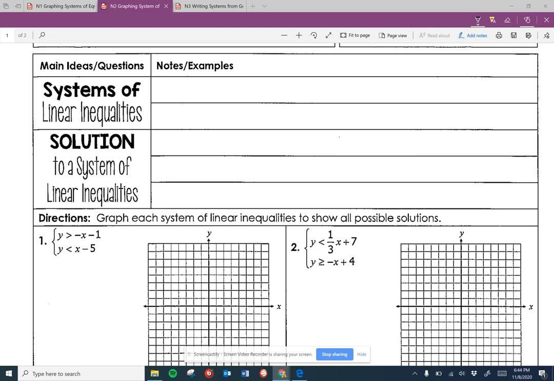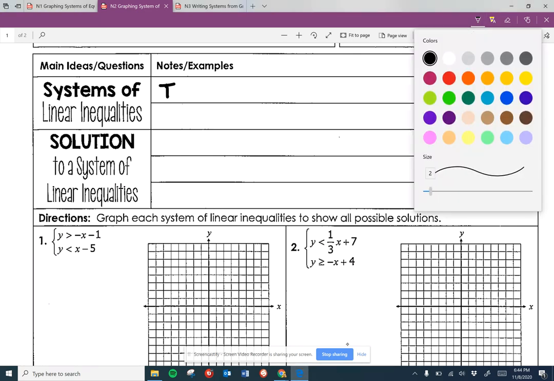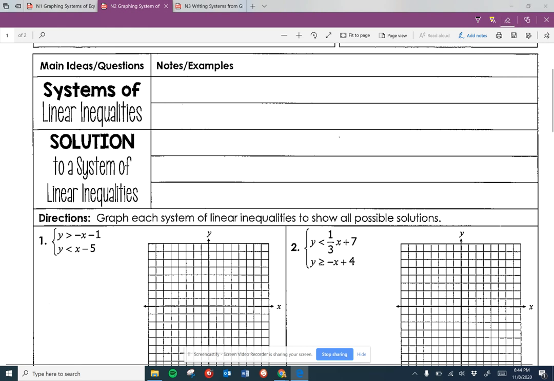Today we're going to talk about how to find the solutions to a system of inequalities, okay? Similar to a system of equations, systems of inequalities are two or more linear inequalities, which means based off of a line, that are graphed together.